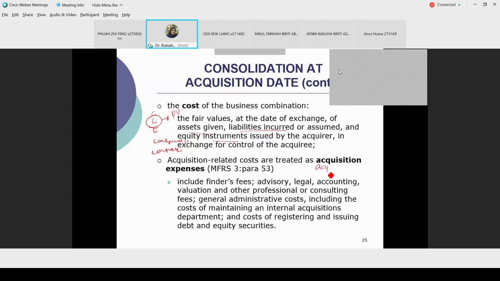So you are going to debit this cost as acquisition expense and then credit cash if a cash payment is involved, or credit payables. Any cost incurred during the acquisition should be recognized as acquisition expense, debit, and then credit cash or payables.